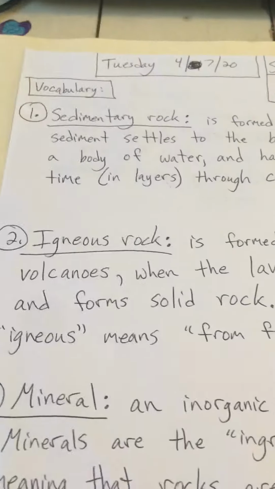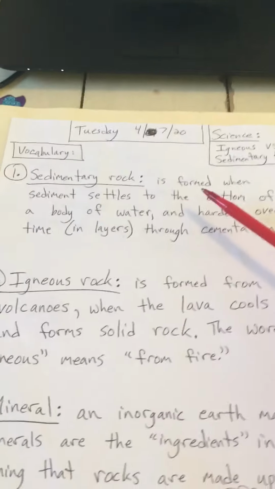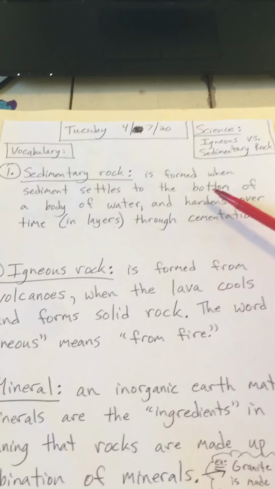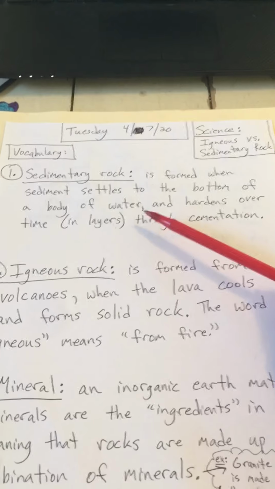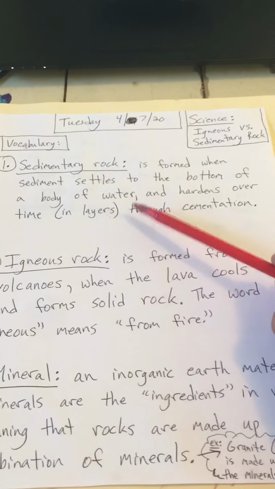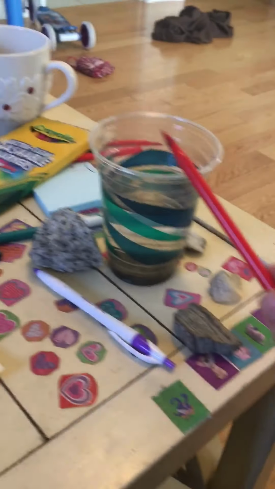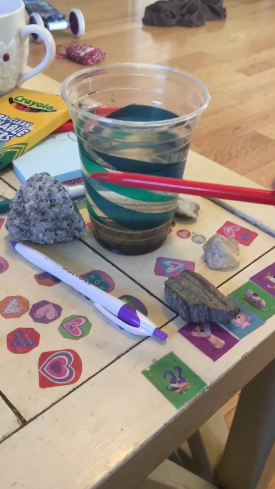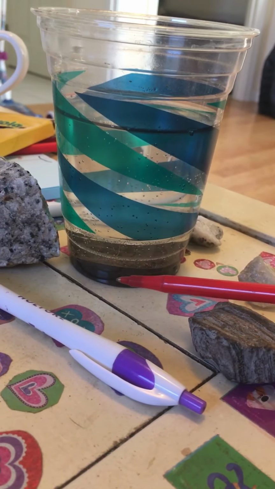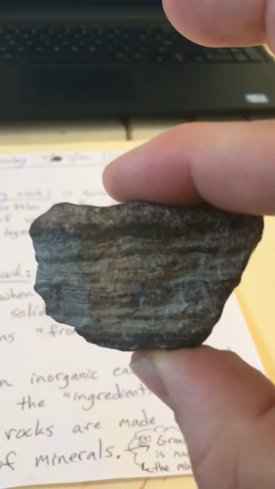So let's go to number 1 and just review. Sedimentary rock is formed when sediment settles to the bottom of a body of water and hardens over time in layers through cementation. And that's what this was modeling, how it's going to settle to the bottom and form a layer at the bottom. Okay? That would be a sedimentary rock, just like this one with the layers. You can tell that's how this rock was formed.